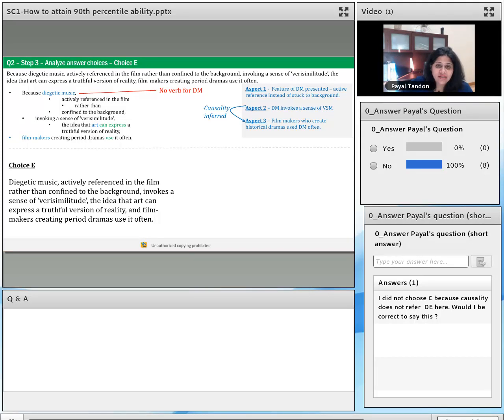And that is why choice E is wrong. So again, choice E was also wrong because of the same thing, causality. Choice A did not express causality intently, clearly. And because you didn't spend the effort in inferring that causality, you ended up selecting choice E. Okay.